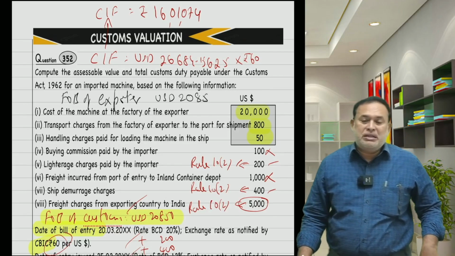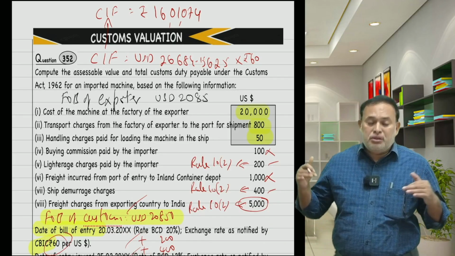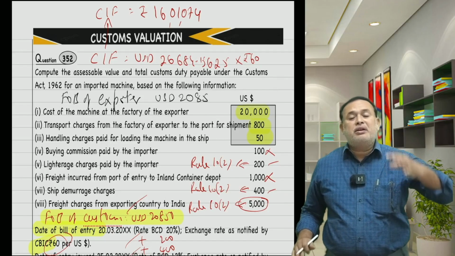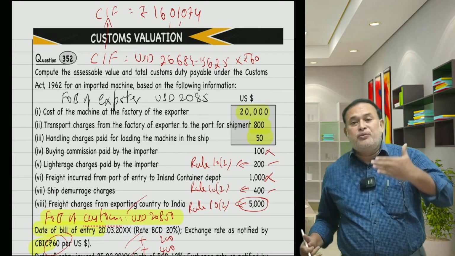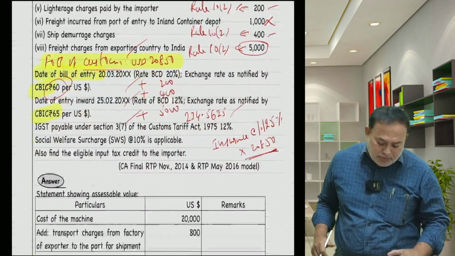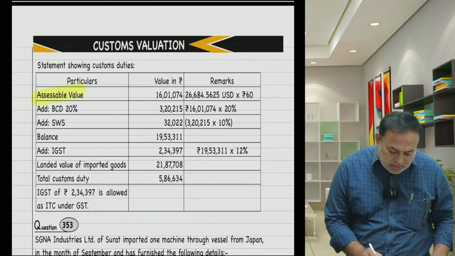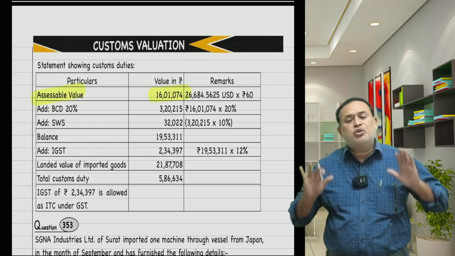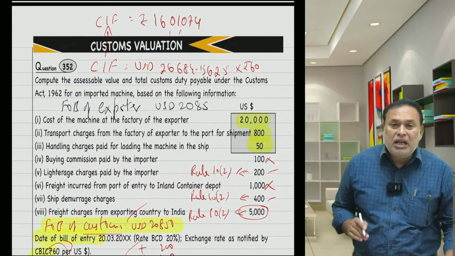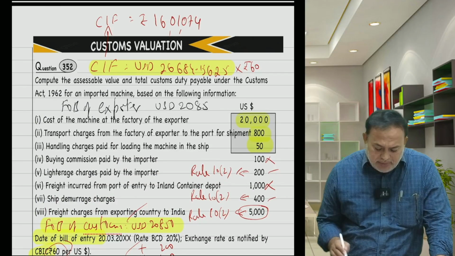If you have considered all the points correctly, my CIF value is correct. If my CIF value is correct, my duty of customs also becomes correct. If the CIF value is incorrect, duty of customs is also incorrect. So it's an interlinking flow. Let us compare with the solution. 16 lakh 1074. How much we got here? 16 lakh 1074. So far so good. Correct.